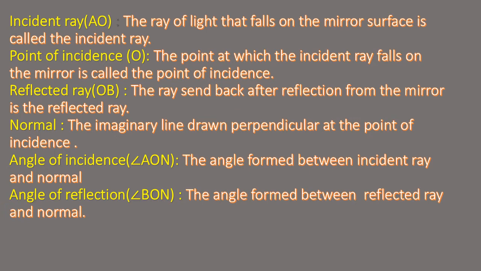Angle of incidence, very important: the angle of incidence is the angle formed between the incident ray and the normal. So in the ray diagram you can see that it is angle AON. Angle of reflection: it is the angle formed between the reflected ray and the normal, that is, in the figure, angle BON. Now let us state the laws of reflection.